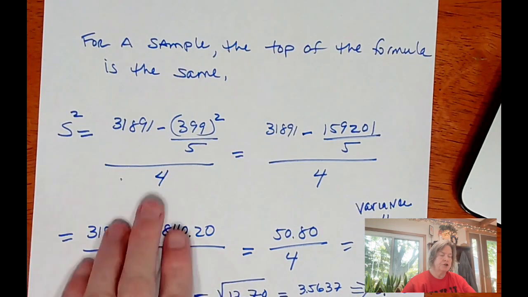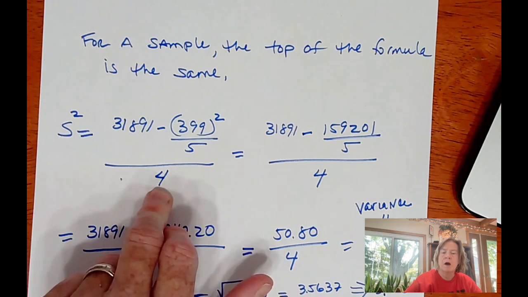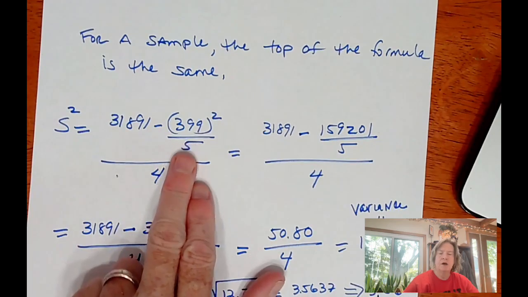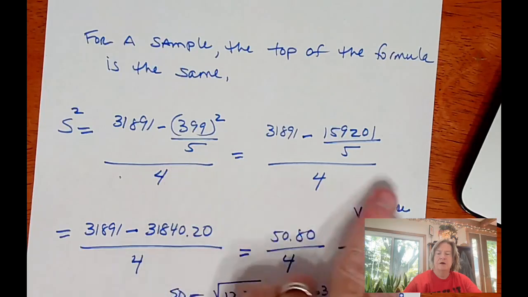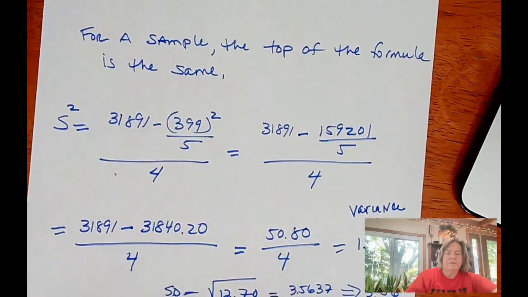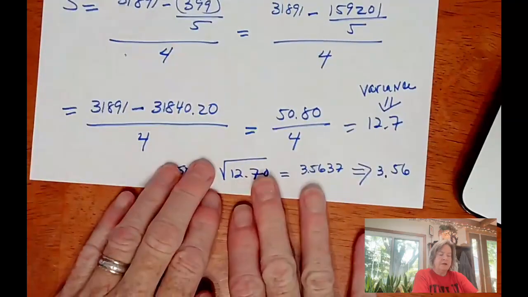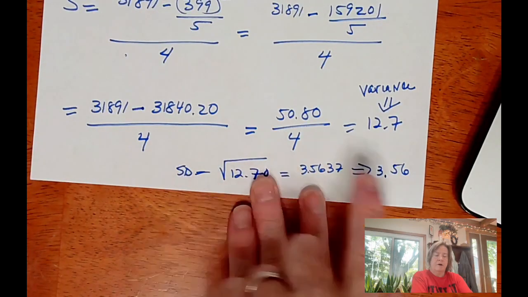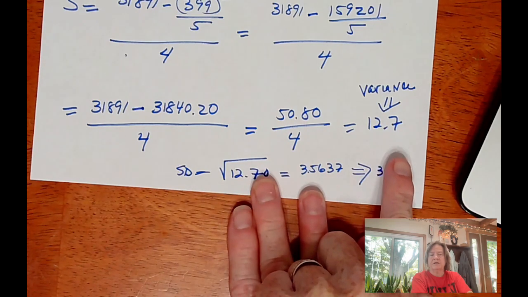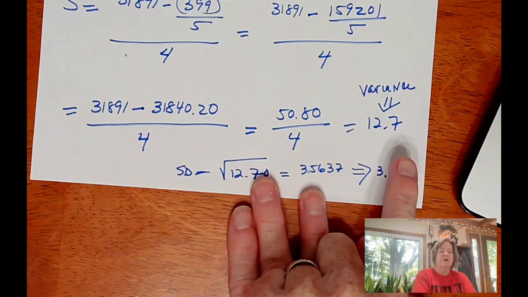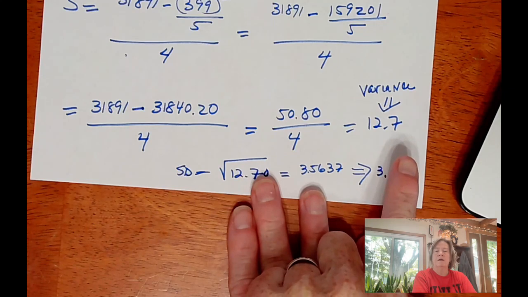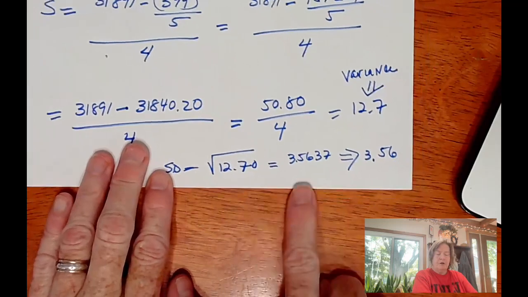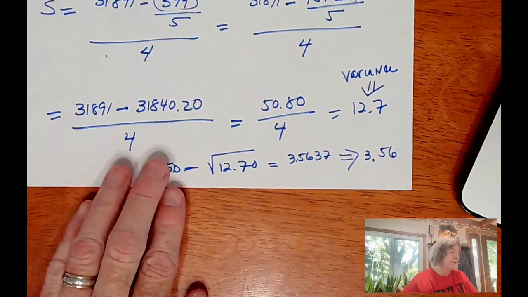Okay. Now, for a sample, the top of the formula is exactly the same. The only difference is you're going to divide by 4, n minus 1 instead of 5. So 31891 minus 399 squared divided by 5. Do that all out just like we did a minute ago. And you get back to this point where it says 50.80 divided by 4. So now our variance is 12.7. This is the variance for a sample. That's exactly what we got last time when we did the definitional formula. We take the square root of 12.7, 3.5637, so 3.56.